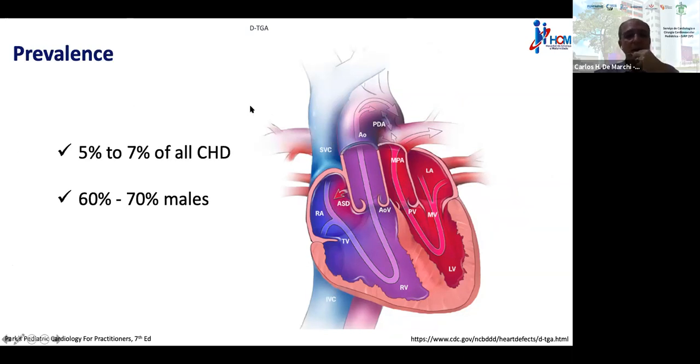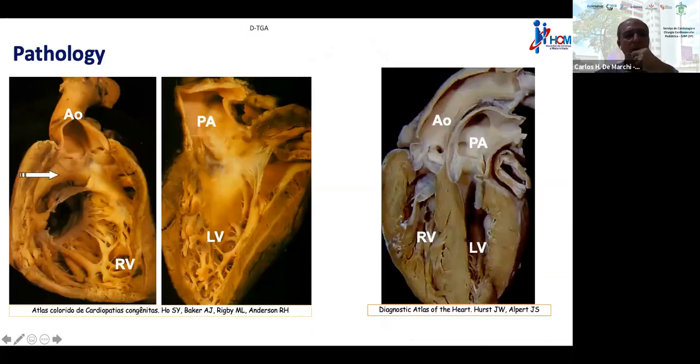Prevalence: 5 to 7% of all congenital heart disease, but the number is not so impressive. But if we think about cyanotic newborns, DTGA is an important pathology. Tetralogy of Fallot and DTGA are the most common cyanotic congenital heart diseases, as you know. And 60 to 70% are males.